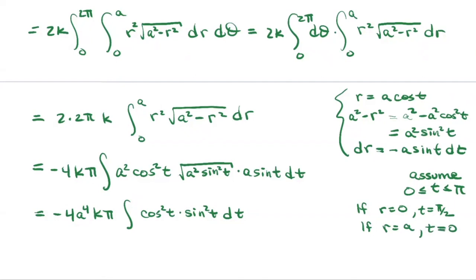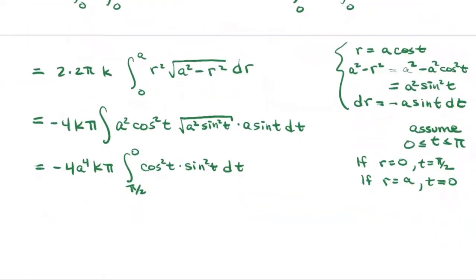And as a rule of thumb, whenever your differential comes out negative, the limits will end up backwards. I've said that before. This integral is going from pi over 2 to 0, which is great because those are backward and the integral came out negative, so this is exactly what we want to see. So let's write 4 a to the fourth k pi integral 0 to pi over 2 of cosine squared t sine squared t.